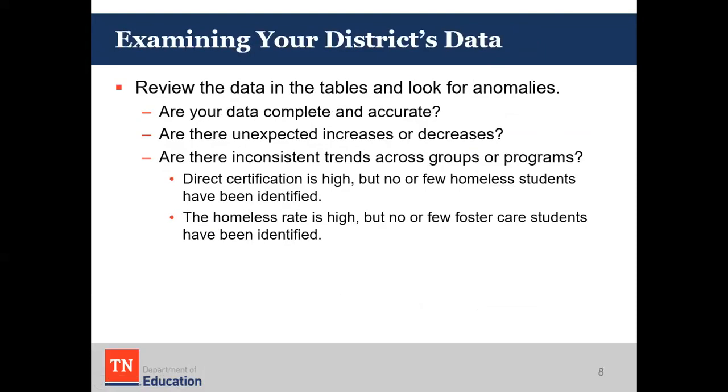Examining your district's data. Review the data in the tables and look for anomalies. Are your data complete and accurate? Are there unexpected increases or decreases? Are there inconsistent trends across groups or programs? For example, direct certification is high, but no or few homeless students have been identified. Or the homeless rate is high, but no or few foster care students have been identified.